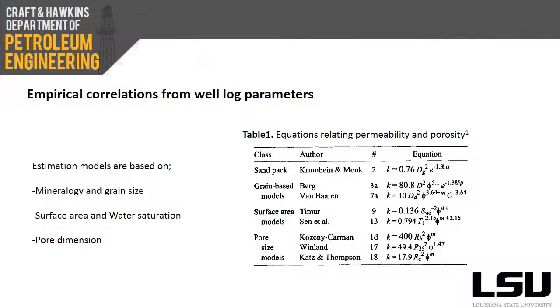Empirical correlation from well log parameters. Estimation methods are based on mineralogy and grain size, surface area and water saturation, 4 dimension. Based on available data from well logs and core data, one of those methods is used to estimate permeability.